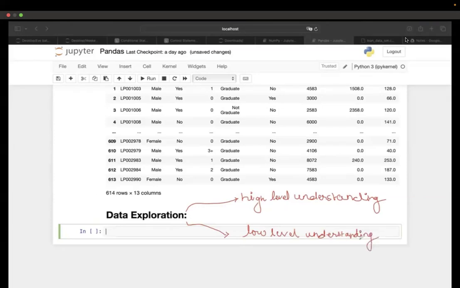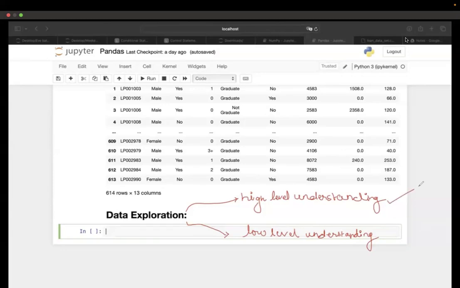Now, what is the difference between high level understanding and low level understanding? High level understanding says that whatever commands we apply are going to get applied on the overall data set, which means if I want to find the mean of the data set, I'm going to find the mean of all the columns altogether. If I want to find the mode of the data set, I'm going to find the mode of all the entries altogether. That is what we call high level understanding, where we are applying the commands on the overall data set.